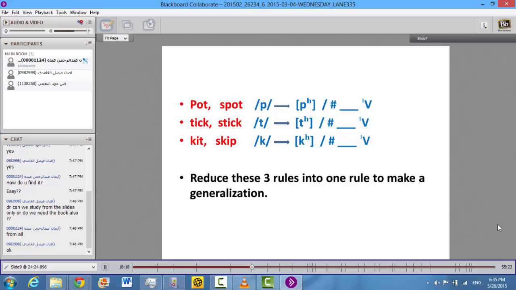Look at these words, and we also have the rules stated in linguistic formula. Pot and spot: the aspirated p becomes unaspirated in initial position followed by a stressed vowel. We have tick and stick: the aspirated t becomes unaspirated in the same environment. Kit and skip: the aspirated k becomes unaspirated in the same environment.